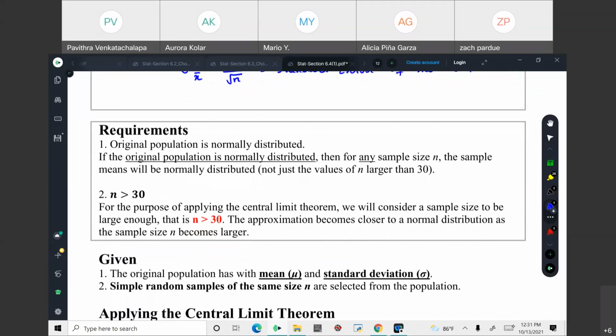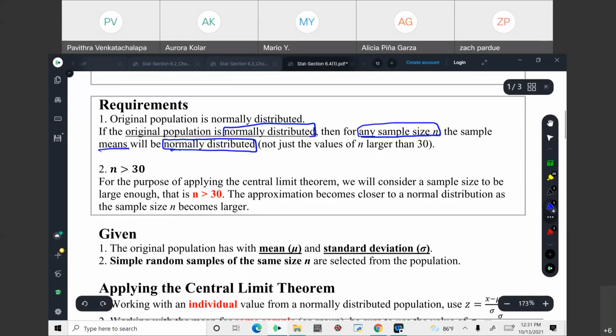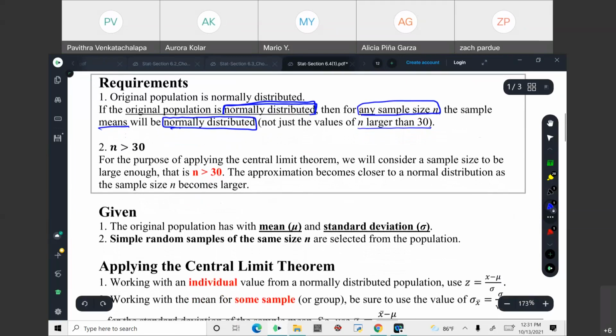So if the original population is normally distributed, then for any sample size, it doesn't have to be greater than 30, but for any sample size n, the sample means will be normally distributed. There is no rule that it has to be larger than 30, only if the population is already normally distributed. Okay, if it is not, then this will be the sample size.